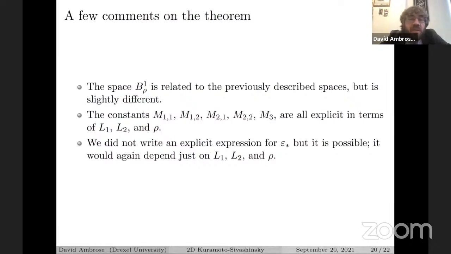And what they're explicit in terms of are L1, L2, and rho. Rho is this regularity index for the function space for W. It's an exponential decay rate for the Fourier series. So in terms of the two dimensions and the regularity, all the constants there were explicit in terms of those things. And then in turn, we didn't write in the paper an explicit expression for epsilon star. That's how small epsilon has to be taken. But you could do the work of tracking through the theorem exactly how small epsilon needs to be. And it would, again, be explicit in terms of L1, L2, and rho.